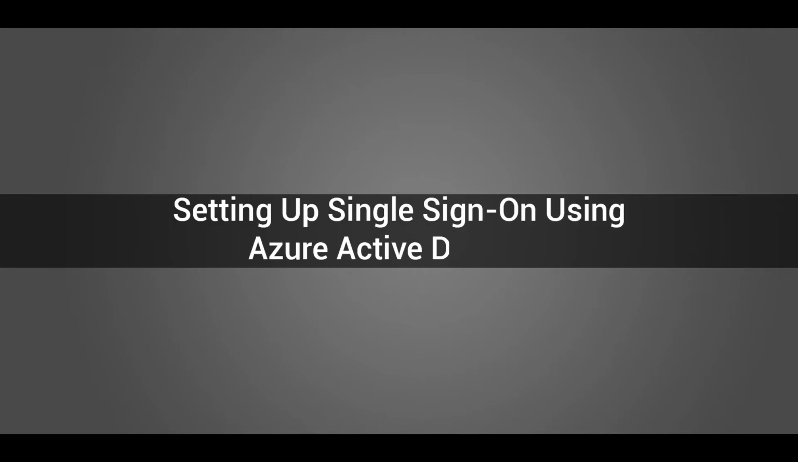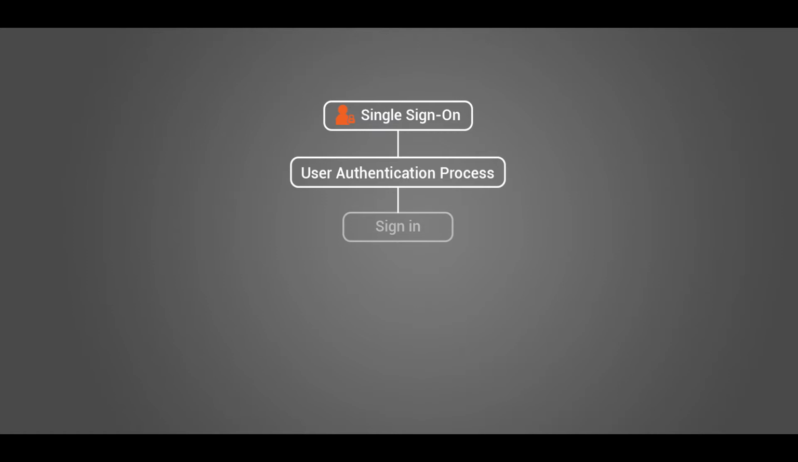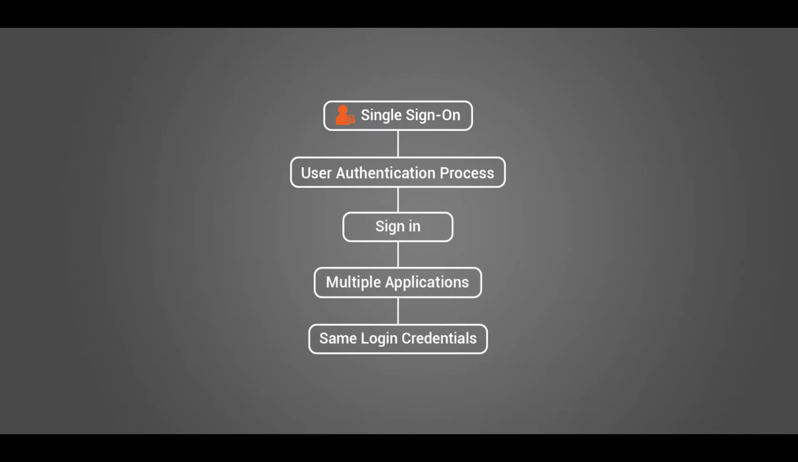Let's look at setting up single sign-on using Azure Active Directory. Single sign-on (SSO) is a user authentication process that allows your users to sign in to multiple applications using the same set of login credentials. This allows ease of use for the end users and ease of management for administrators.